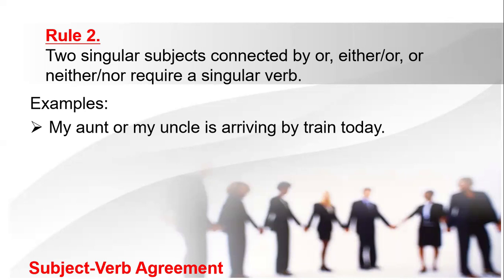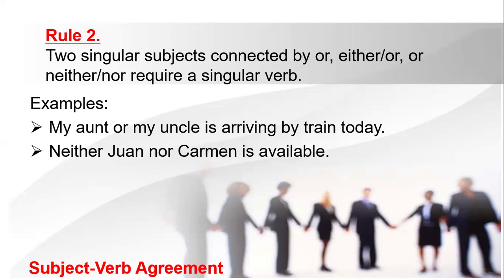Anyone is coming. So what does it mean? It means we are talking about singular one. That's why it is "is": neither John nor Carmen is available. So neither nor means no one is available. It means we are talking about singular. That's why "is". It doesn't mean you can use a plural word.